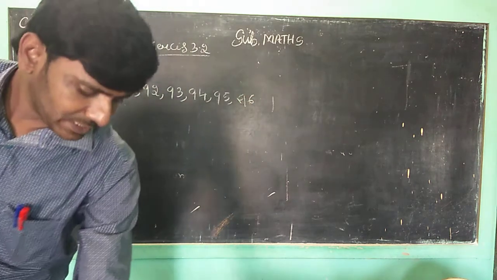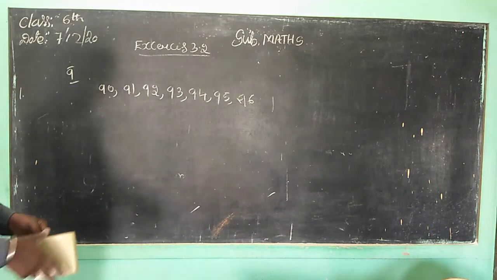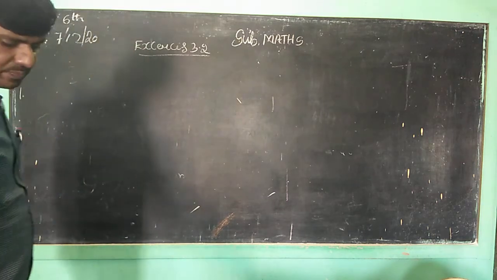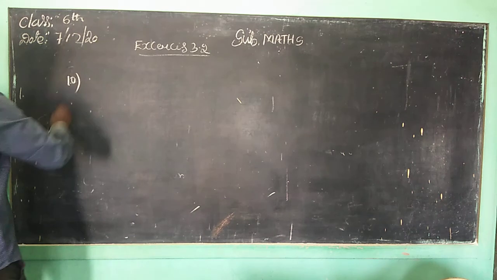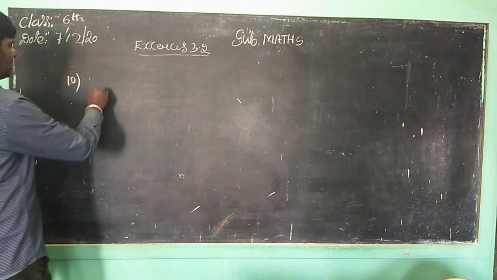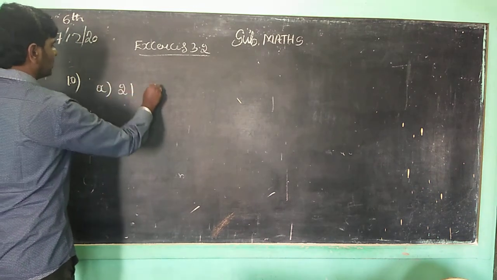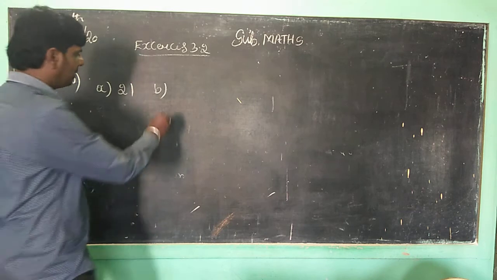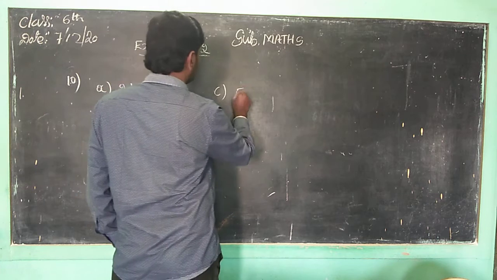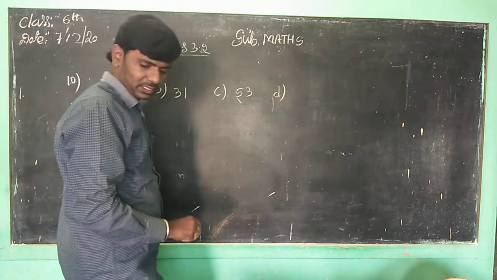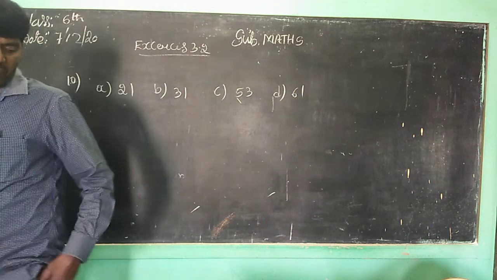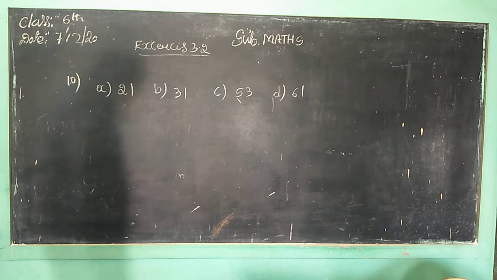Children, now the 10th question. Express each of the following numbers as the sum of 3 odd prime numbers. First one is 21. Second one is 31. C is 53. And D is 61. Correct children? Now we want to represent these numbers as the sum of 3 odd prime numbers.